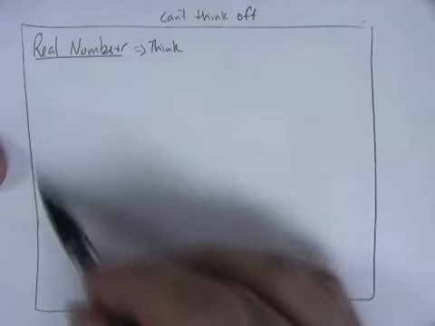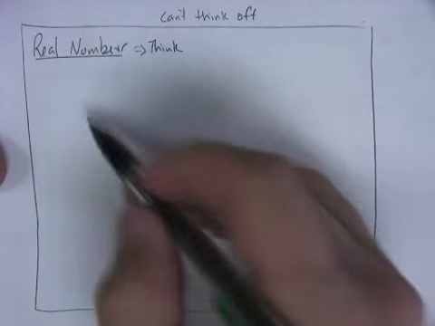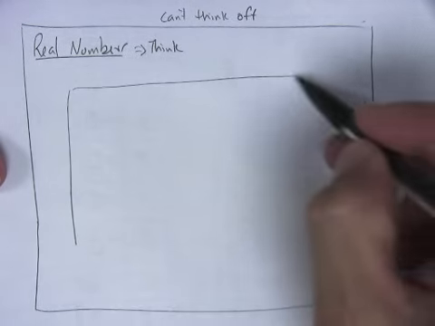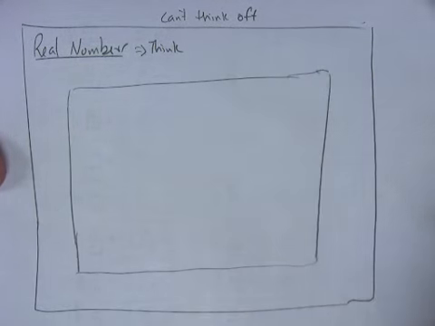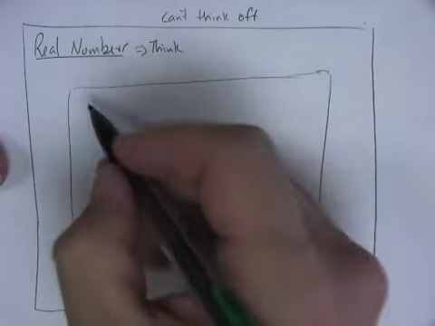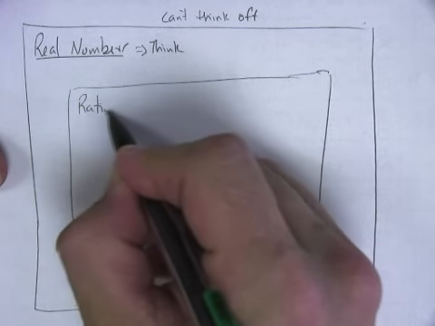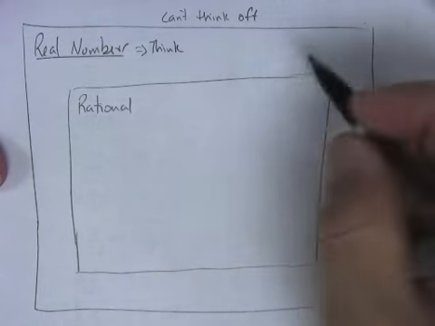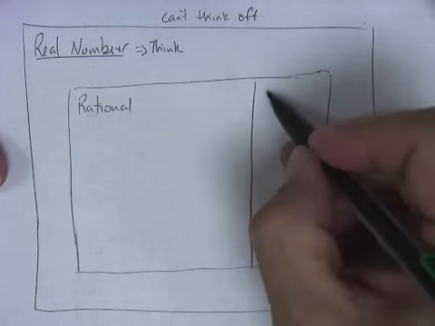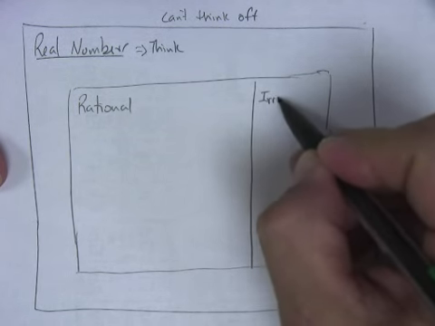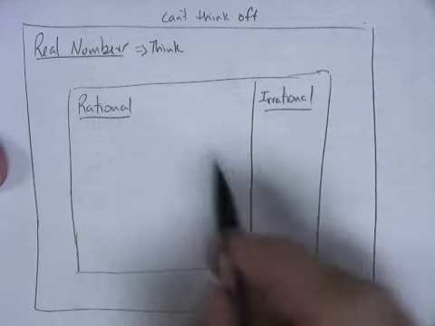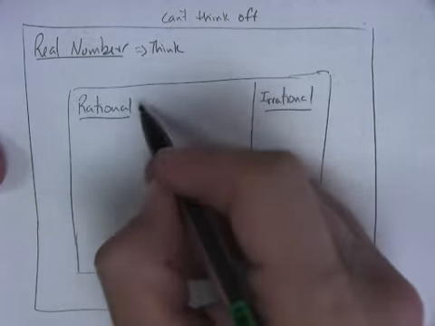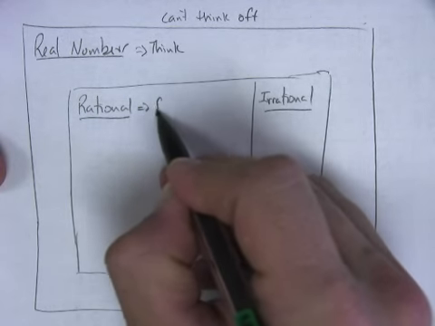All right, once you talk about all those numbers that you can think of, we can start breaking those numbers into two big classifications. One classification is going to be rational numbers. And another classification, a smaller one, is going to be irrational numbers. So we have rational and irrational. Rational numbers, these are numbers that can be written as a fraction.